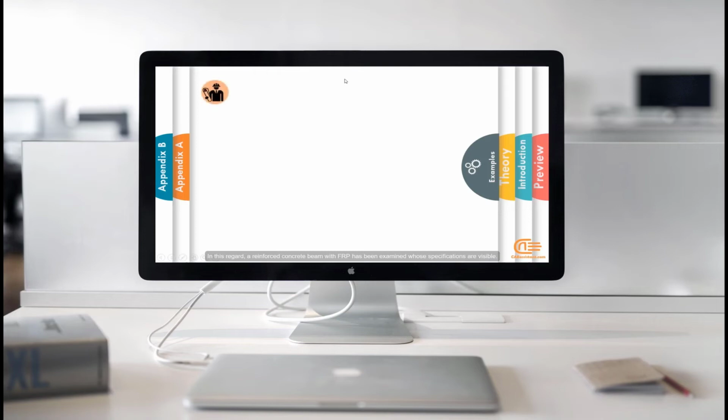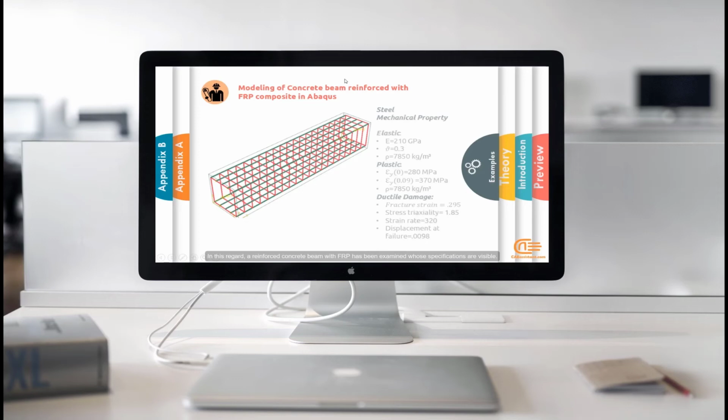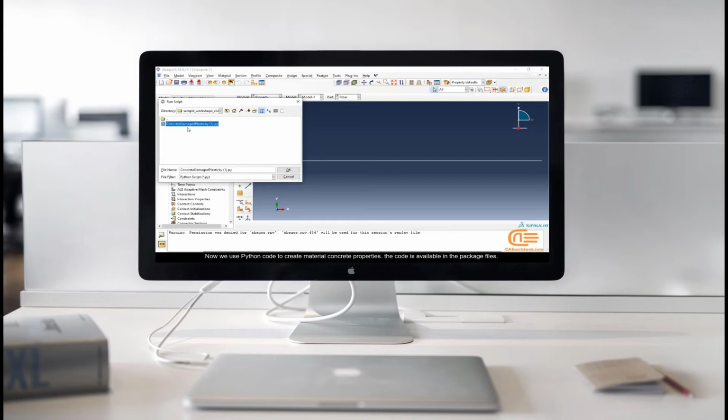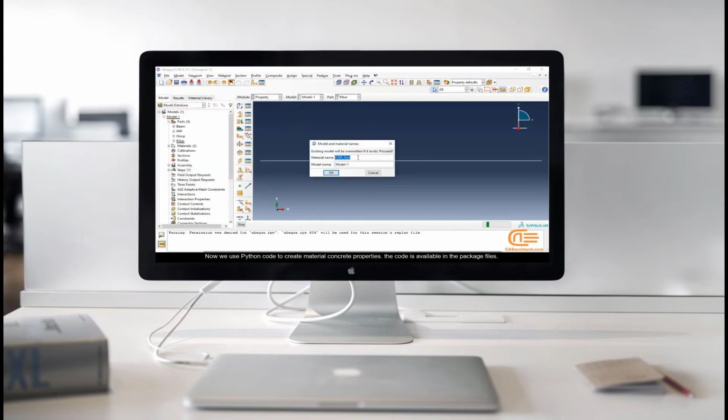In this regard, a reinforced concrete beam with FRP has been examined whose specifications are visible. Now we use Python code to create material concrete properties. The code is available in the package files.